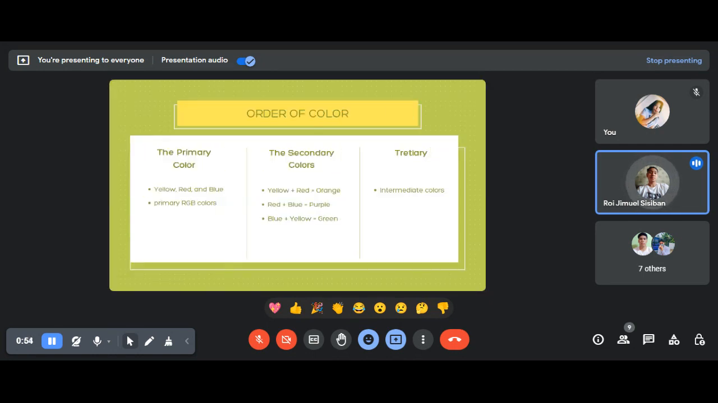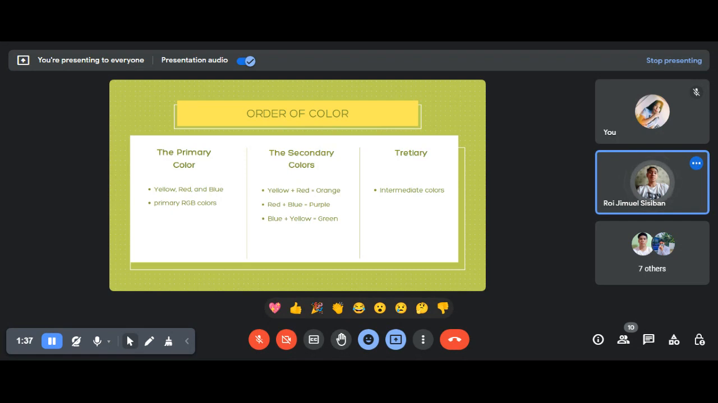So the order of color. We have three main colors: the primary color, the secondary color, and the tertiary color. So what are the primary colors? These are yellow, red, and blue. These three colors are known as the primary RGB colors. All colors in the spectrum come from combining at least two of them. Another piece of information about primary colors: it is impossible to make them by combining other colors, because primary colors serve as the foundation for other colors.